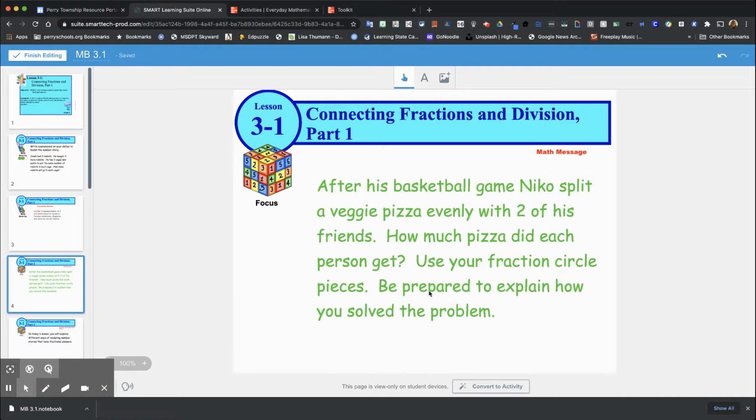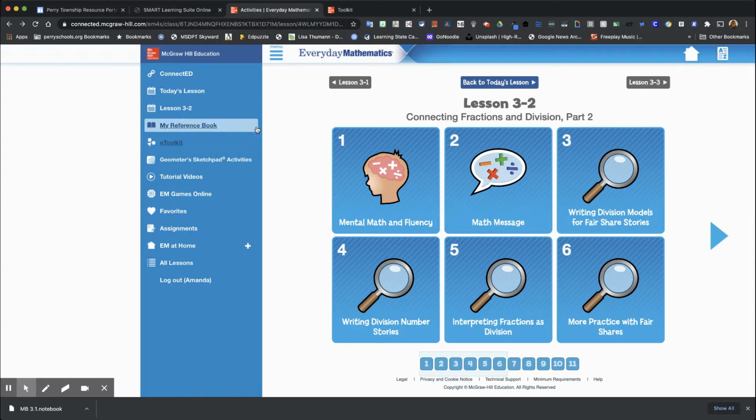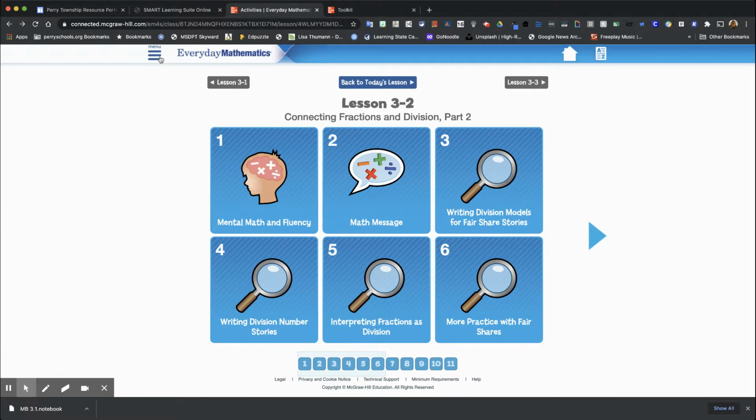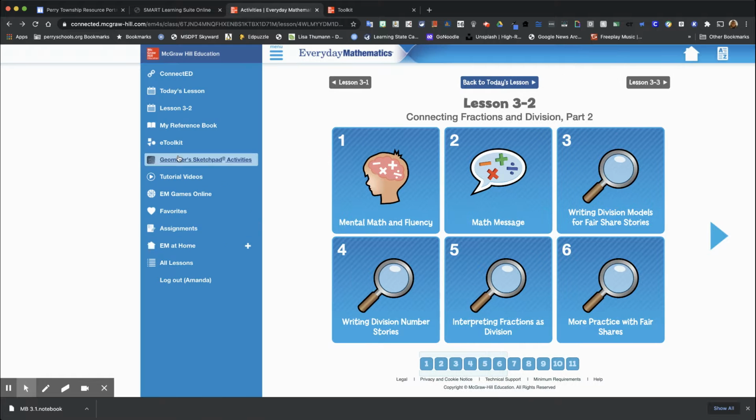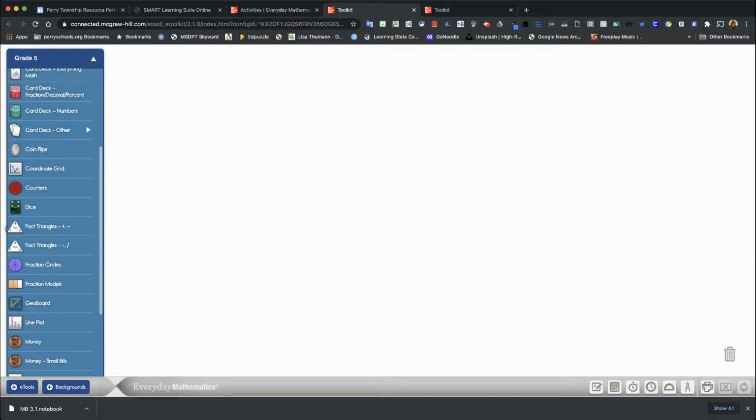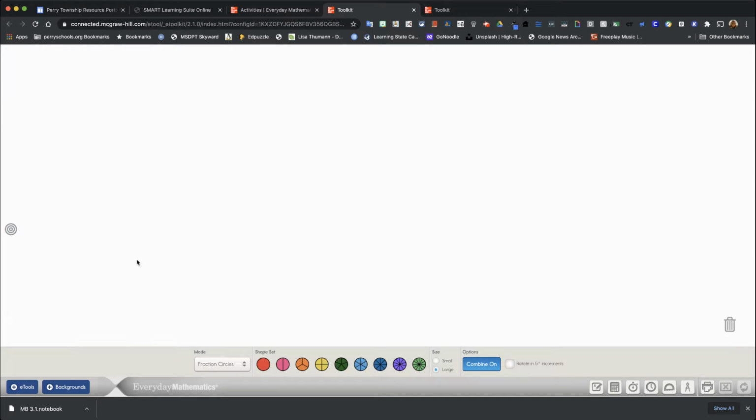So for this problem, it says you can use your fraction circle pieces. So I want to remind you, you can go to the Everyday Math website and you can click on this menu right here and click on eToolkit, and it'll bring up this blank slide here, and you'll click on eTools and you'll scroll down to fraction circles here, and you can use these different fraction circles. You can do fraction circles, or you can even use the pieces.